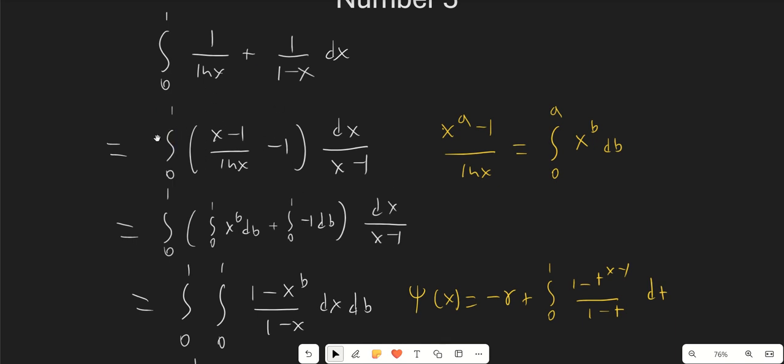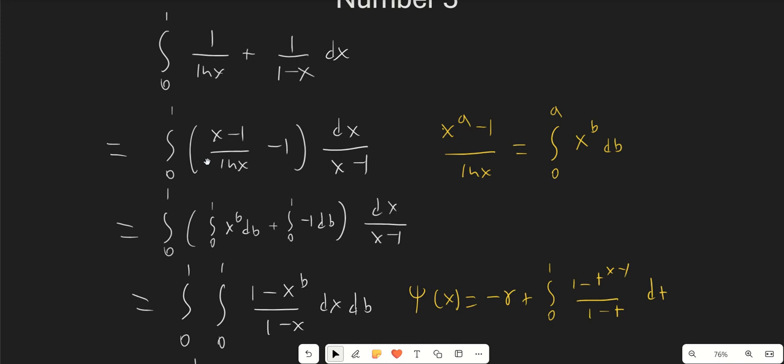So we get the integral from 0 to 1 of (x minus 1 over ln x minus 1) all times dx over x minus 1. And the reason we want to do this is we're going to use this identity right here: x to the a minus 1 over ln x actually equals the integral from 0 to a of x to the b with respect to b.